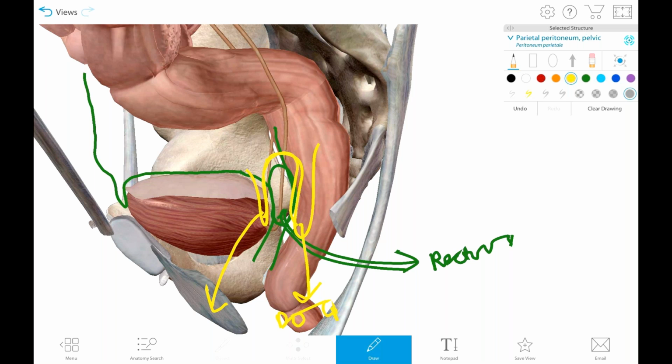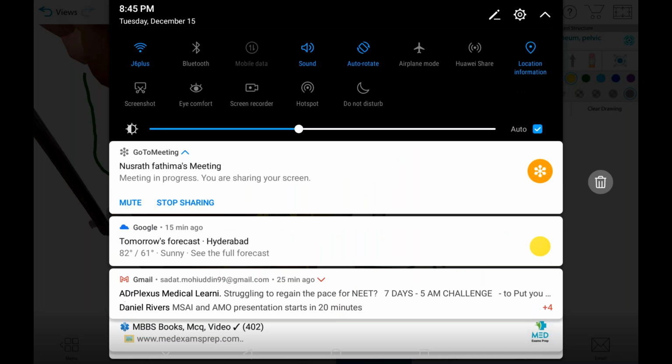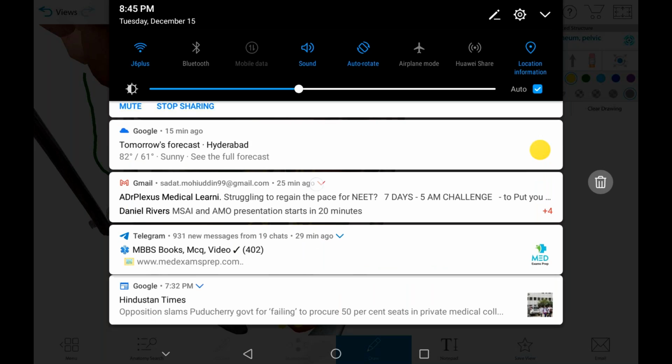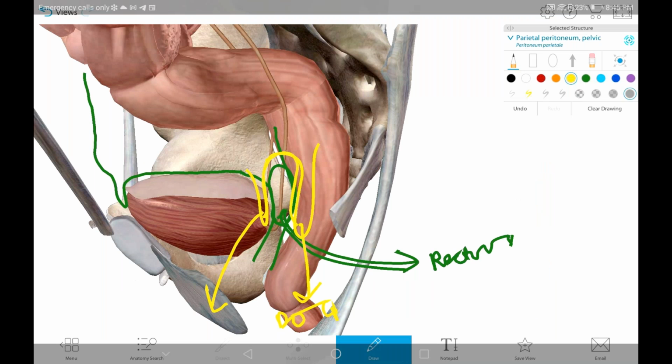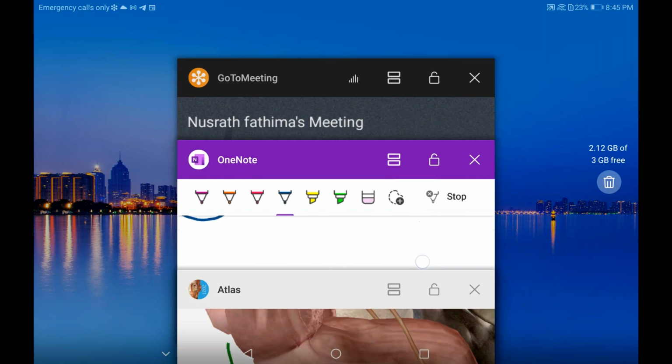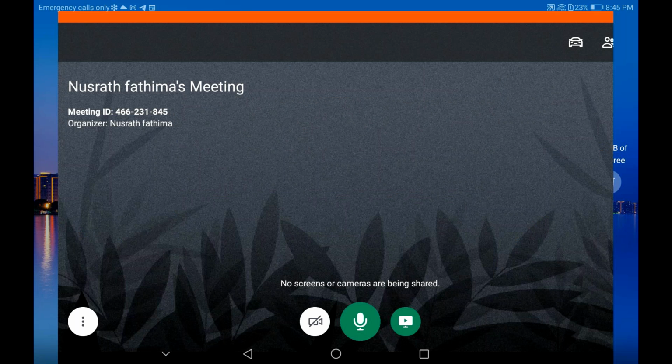Pranav? Hello? Yes, Sadat. Yeah, they've understood. Okay, you can continue. I'll stop sharing my screen. Okay. I hope all the students have understood the peritoneum.